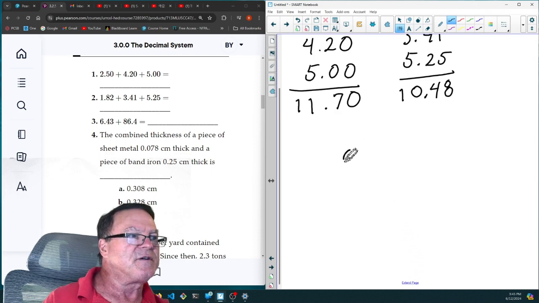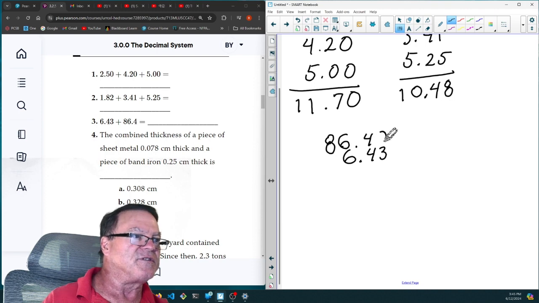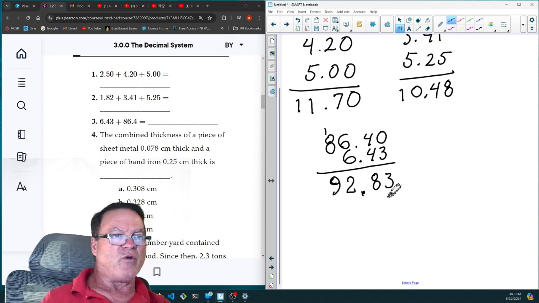We have 6.43 plus 86.4. I'm going to put the 86 on top. I don't know why, I'm just going to. 86.4. And I'm going to put a 0 as a placeholder where we don't have 1 in 86.4. And 0 plus 3 is 3, and 4 plus 4 is 8. We're going to draw our decimal point. 6 plus 6 is 12. We'll write the 2 and carry the 1. 8 plus 1 is 9. 92.83.